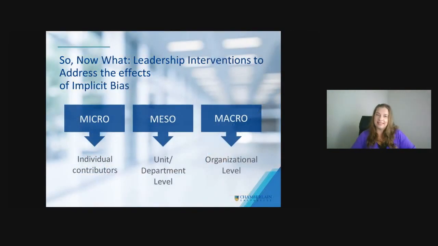So we know that implicit biases exist. We can't deny them. So what do we do about it as leaders? I'll start by saying that evidence regarding effective interventions to mitigate implicit bias is in its infancy. We have some evidence, but not a lot. We will discuss inclusion efforts at the micro, meso, and macro level that may be helpful. For the purposes of this presentation, micro is defined as individual contributors. The meso level will be the unit or department level, and the macro will be the organizational level.